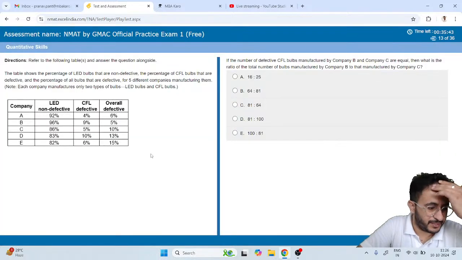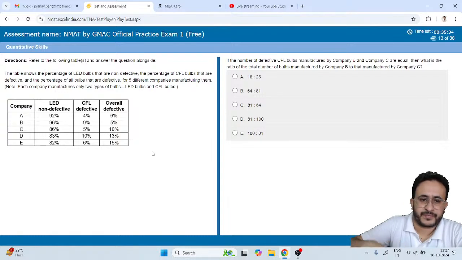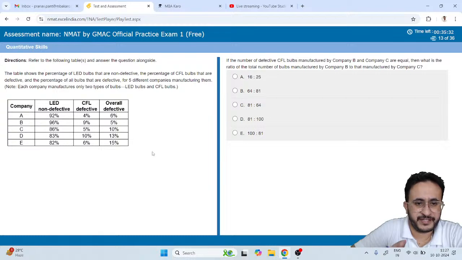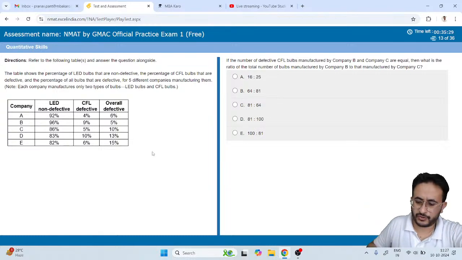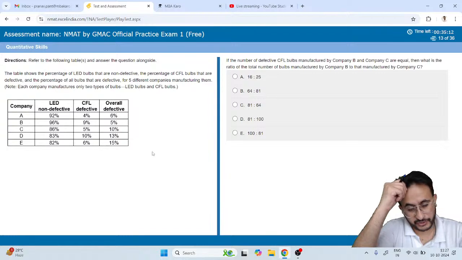Okay, now this is a question which they used to give last year also. Okay, so it says that like LED bulbs, non-defective, CFL defective, and overall defective. So this can be solved using alligation, right? So for example, let's say LED defective is 8, non-LED defective is 8, and CFL defective is 4, and overall is 6. So the ratio is 2:2 or 1:1. So this is how we are going to solve it.